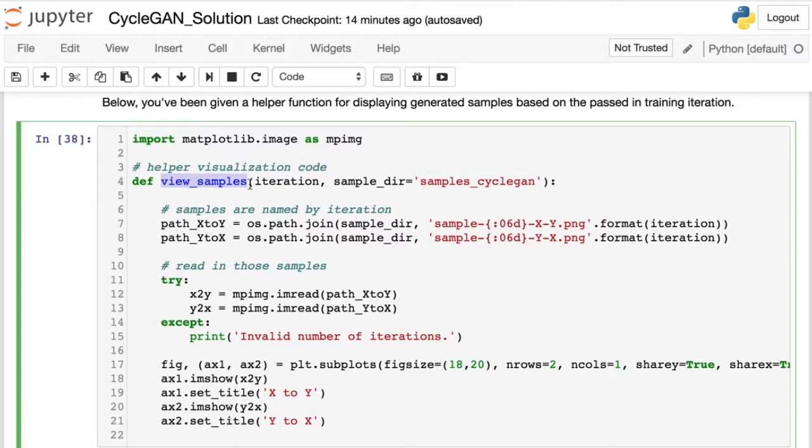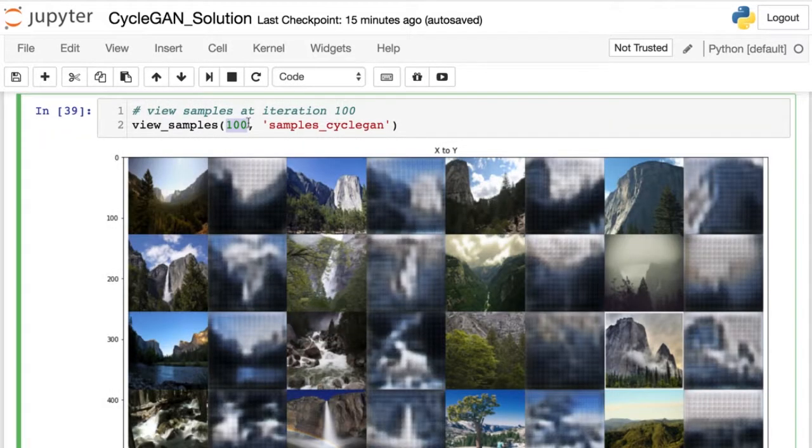Alright, then let's look at some sample generated images. Here I have a function, viewSamples, that displays samples given an epoch. And the samples are going to be side-by-side real x and their transformations to the y domain, or vice versa, and you'll see what I mean. So here I'm viewing the samples after only 100 iterations. So this is really early on in training.